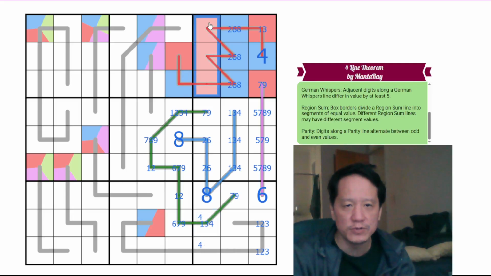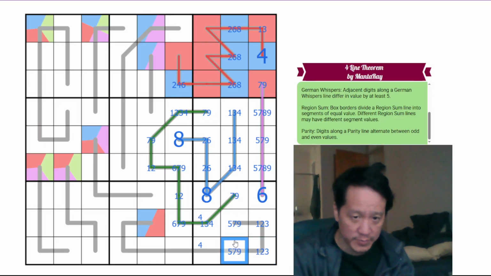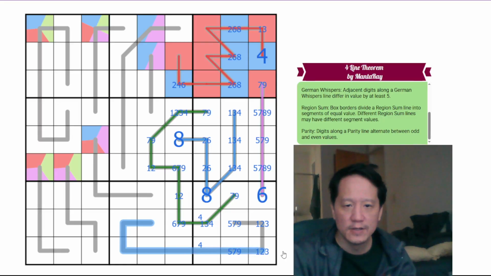We don't know what this is. This is 2, 4, or 6, because it can't be 8. 8 eliminates 8 here. And this has to be 5, 7, 9. And again, this is odd, which would force, if this was parity, this would be odd, even, but this has to be an odd digit, so this cannot be parity, which means this is a region sum line also. That was a long, convoluted way of saying this is not a parity line.